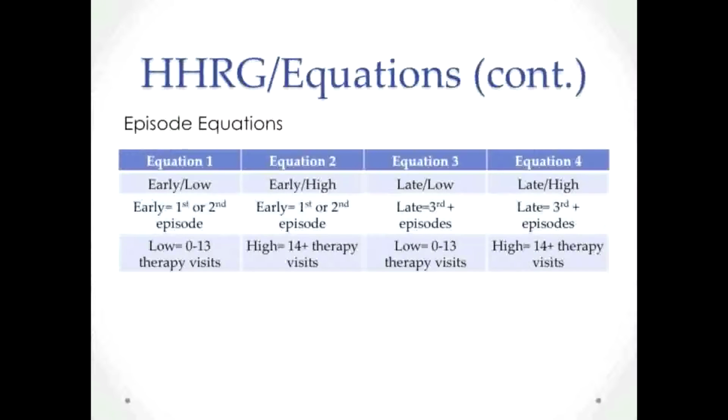On equation number 2, it's an early high, and the difference there is again the high, because there are 14 or more therapy visits. On your equation number 3, it's late low. The late stands for third episode or more, and your low therapy utilization visits is 0 to 13. And equation number 4 is late high. Same thing, your late episode or your timing is the third episode or more, and your high therapy utilization is 14 or more visits.